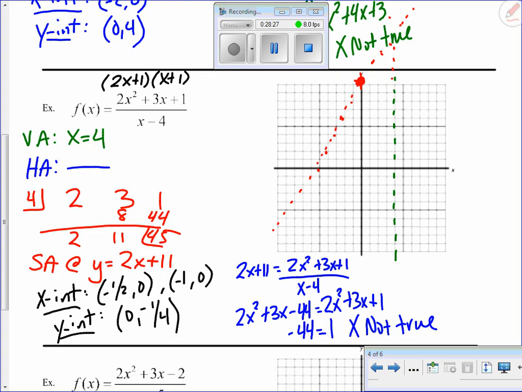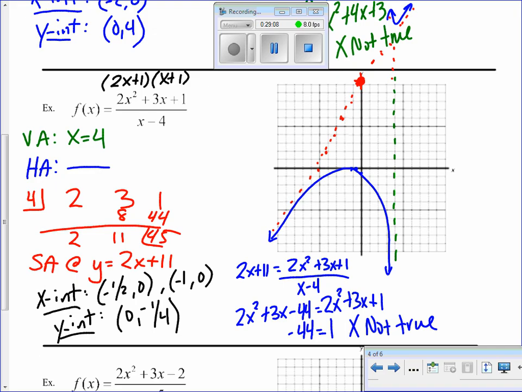Now, if I go ahead and put my pieces on here, x-intercept at negative 1 half, 0, let's use a different color than black, right about there, and then negative 1, 0, right about there, and the y-intercept is at 0, negative 1 fourth, so right about here. So this piece is going to look like this, and this other piece is going to be all the way up here. Sorry about that, but there you go.